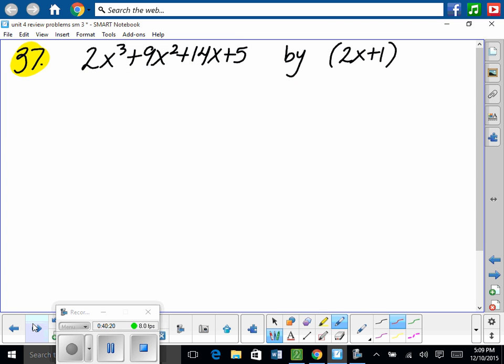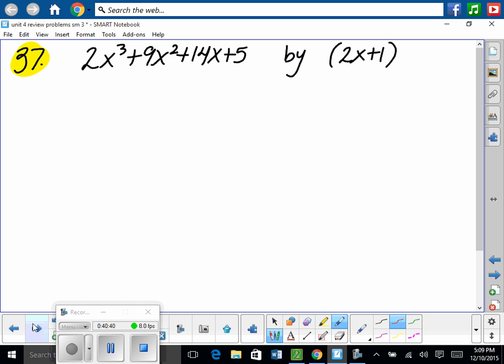Okay, number 37, it says divide this by this. So you can either use long division or synthetic division. Remember, if you use long division, that's great. I always choose synthetic division because I think it's way quicker and easier. So I actually went through and just did synthetic division.